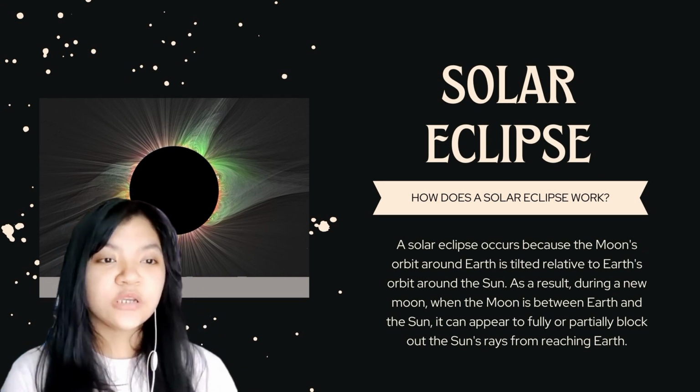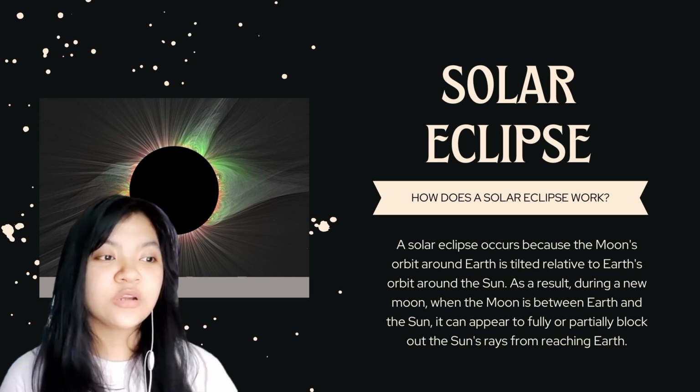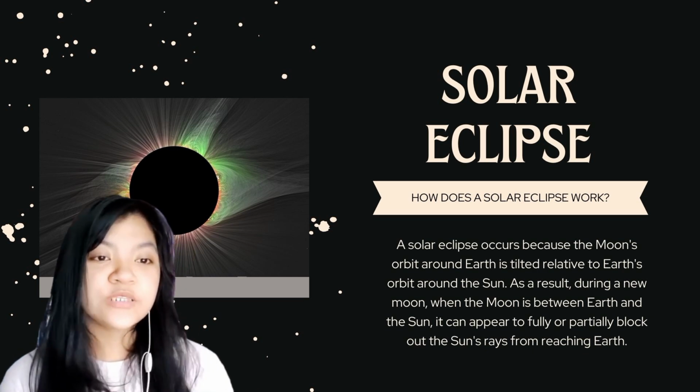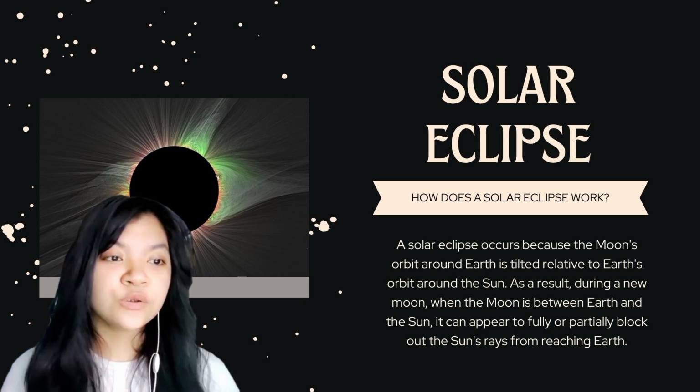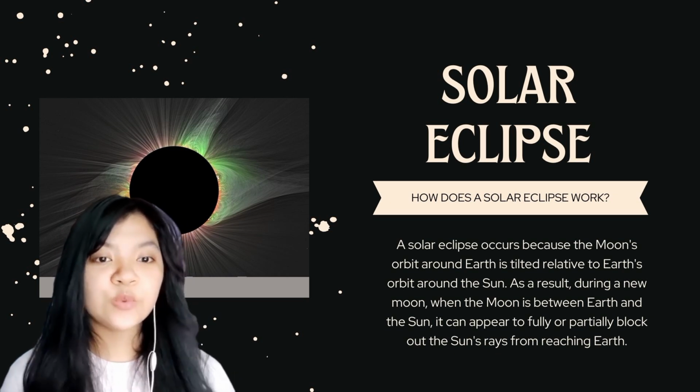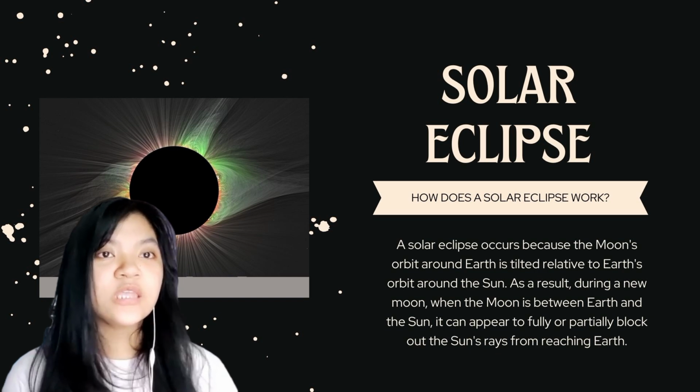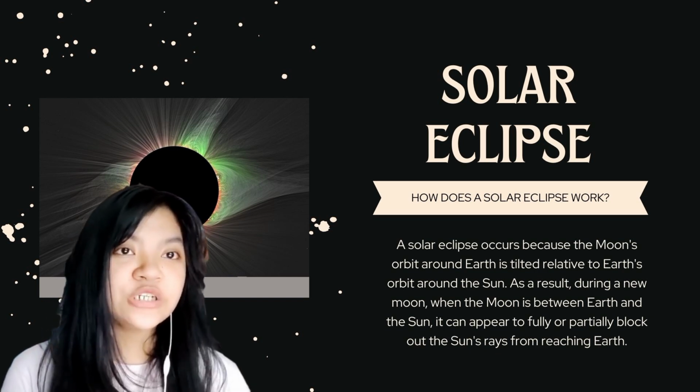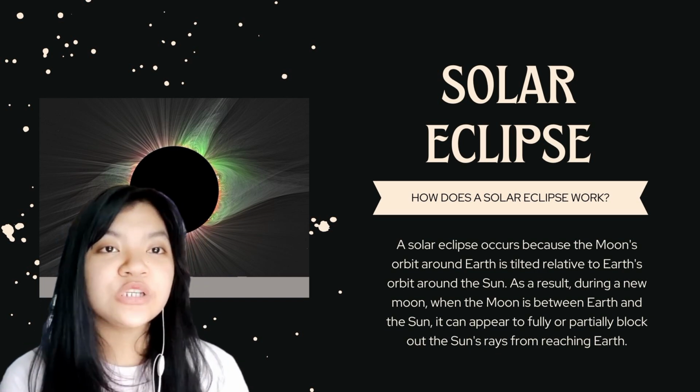A solar eclipse occurs because the moon's orbit around Earth is tilted relative to Earth's orbit around the sun. As a result, during a new moon, when the moon is between the Earth and the sun, it can appear to fully or partially block out the sun's rays from reaching the Earth.